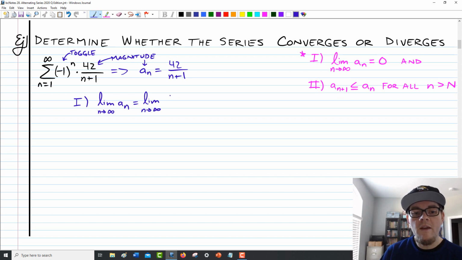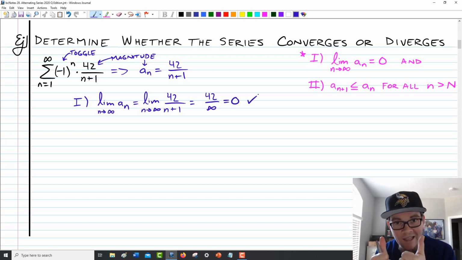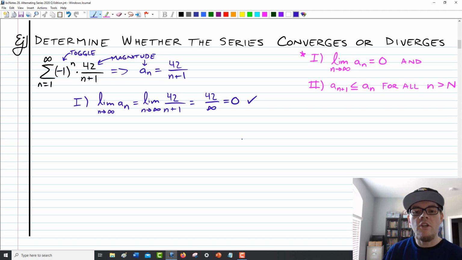In this case, that means we're evaluating the limit as n goes to infinity of 42 over n plus 1. Now, if we evaluate this, that's going to be 42 over infinity, which is 0. So the first property of the alternating series test is good. We're good to go. We're in good shape. We've got one property down. Everything looks nice. So our second property is all that's left.